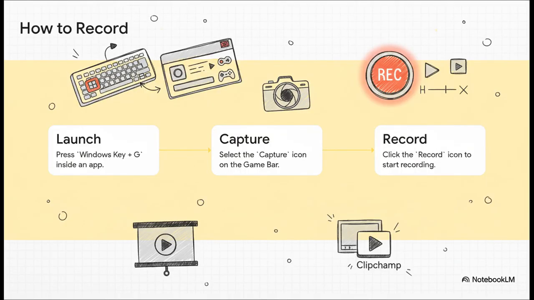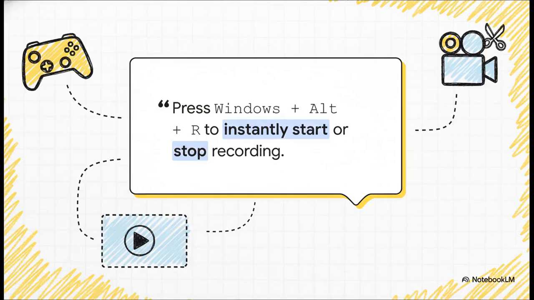And using it is ridiculously easy. When you're in the app you want to record, just hit the Windows key plus G at the same time. This little overlay will pop up, find the capture window, hit that record button, and boom, you're recording. It is that simple. But wait, it gets even faster. Here's a little pro tip for you. You don't even have to open that overlay. For an instant recording, just use the keyboard shortcut Windows, Alt, and R. That's your magic button. Press it once to start, and press it again to stop.